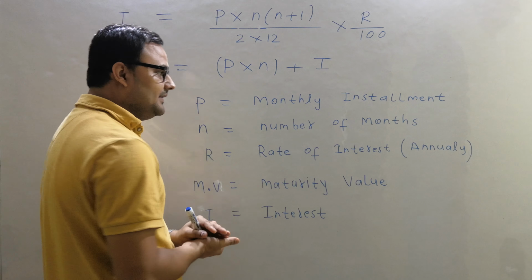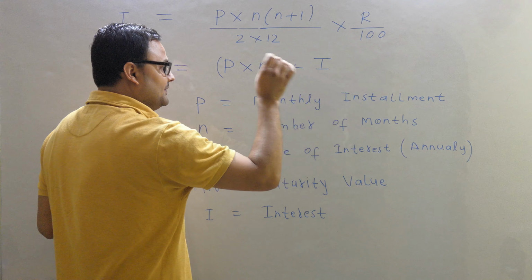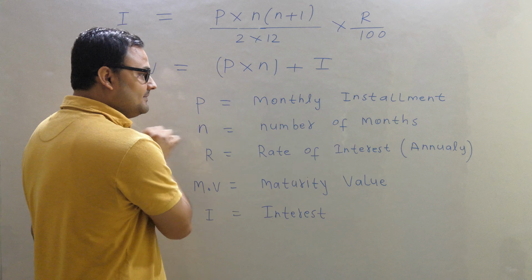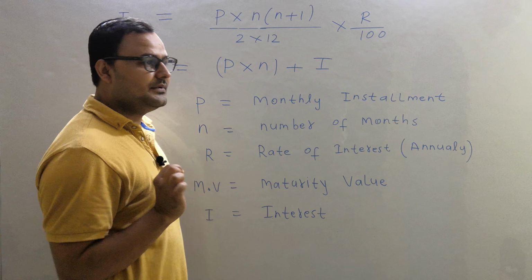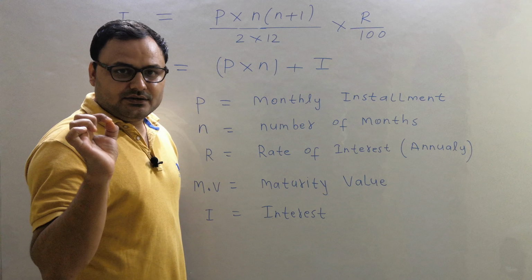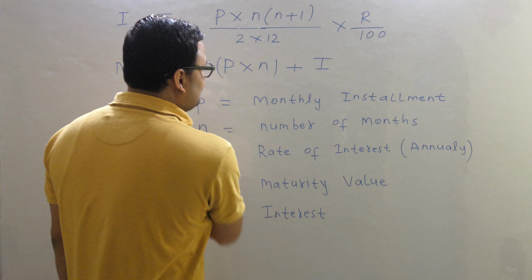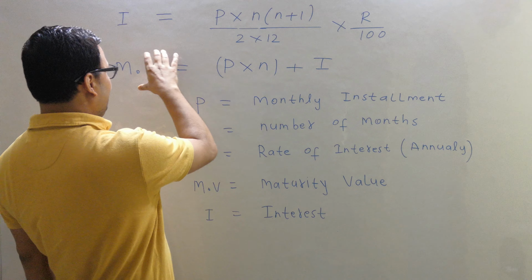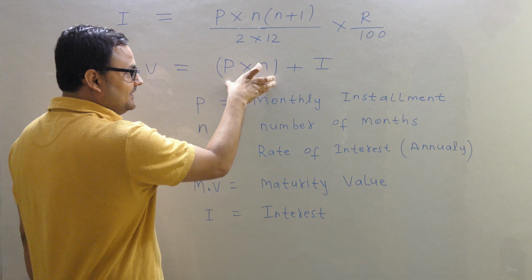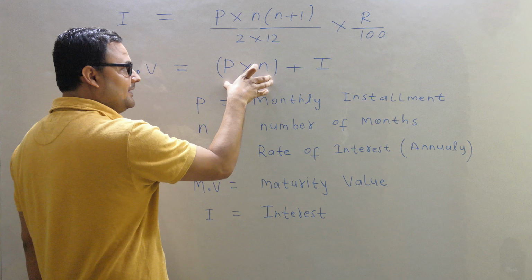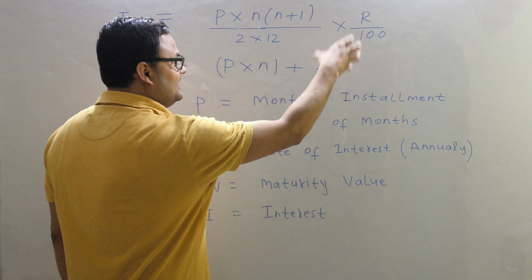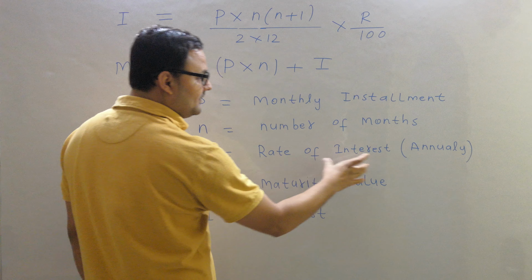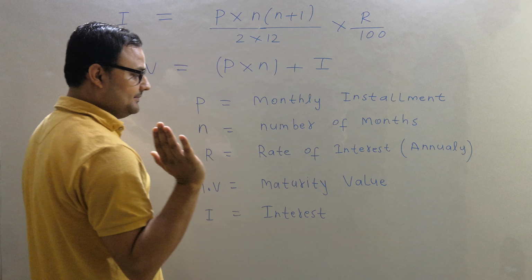And P into n. Suppose I am going to deposit 1000 rupees for 10 months. So it means in 10 months the total amount that I am going to deposit is 1000 into 10, 10,000. That is my total amount deposited in the bank. And the maturity value is the amount that I have in the bank plus the interest the bank will give to me. Rate equal rate of interest that we count per annum.